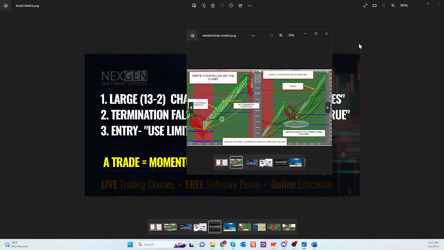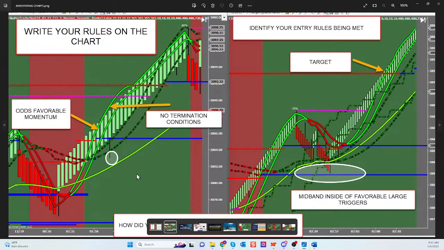But don't just post a picture in there and go, hey, Mark, was this good? That doesn't do anything for either of us. I want you to write your rules on the chart. And that's why I give you the checklist. You know exactly what to write on the chart. When you write odds favorable momentum, when you write no termination conditions, when you write I had an area inside of favorable large triggers, what you're doing is embracing the language that's bringing you success.